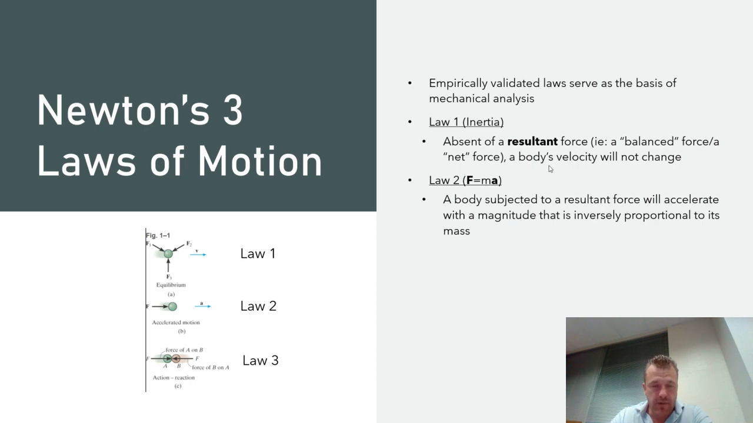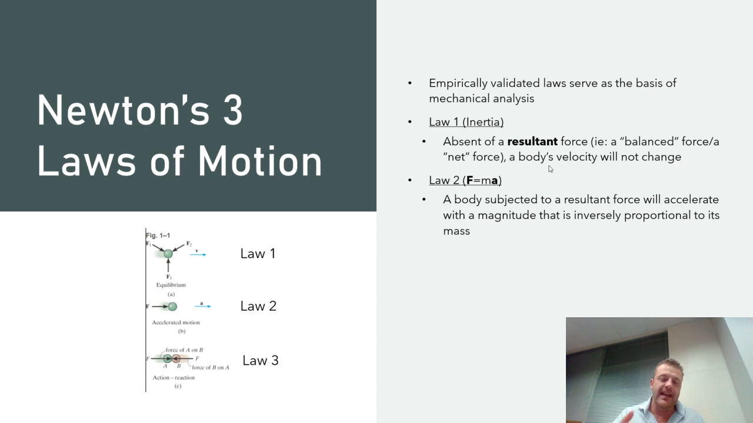Well, if there is a resultant force acting upon a body, so if the forces don't cancel each other out, then that body is going to accelerate, which is a fancy, vector way to say that it's changing its speed, with a magnitude that's inversely proportional to its mass. So for a given resultant force acting on a body, the more mass that it has, the higher the tendency that it will not change its velocity. And that's why mass is often called the inertial quantity of a body.